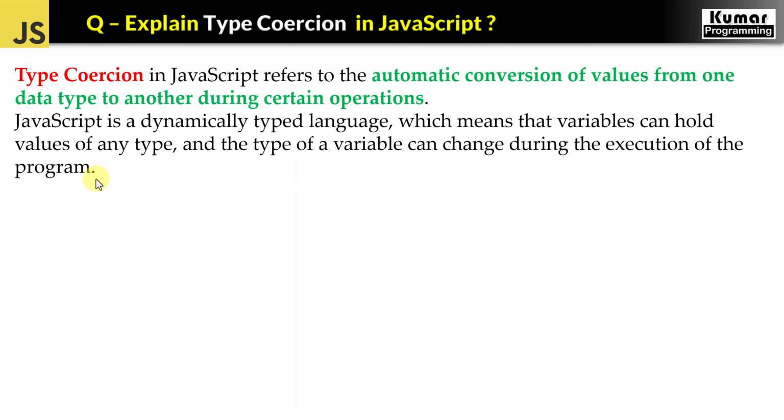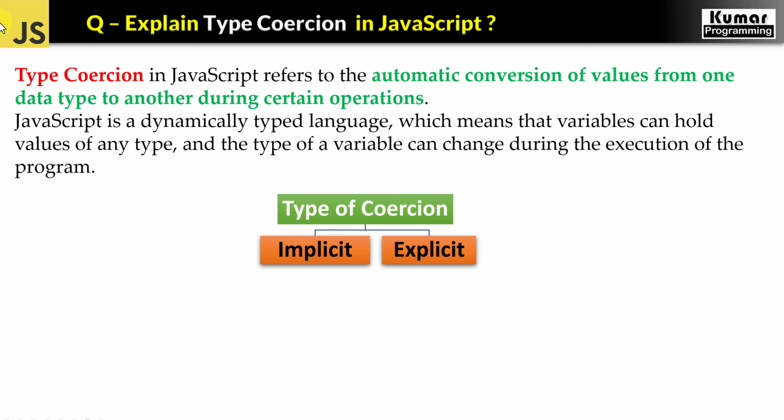If we define a variable as an integer, further we can consider the same variable as a string as well. So basically there are two types of coercion. One is implicit and the second one is explicit. Implicit is something that happens internally. The conversion between the data types is happening internally. On the other side, in explicit coercion, we have to explicitly change one data type to another data type. Now let's understand with the code snippet.